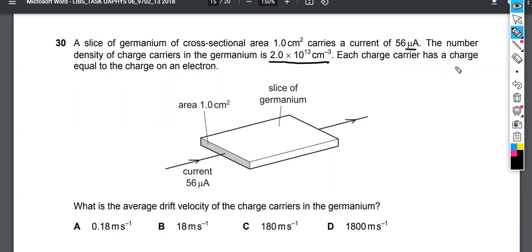It says each charge carrier has a charge equal to the charge on an electron. And I know that electrons have a charge of 1.6 by 10 to the negative 19 coulombs. That's a value you should have recorded and probably committed to memory by now. That's the charge on an electron. It's a really important number. You're lucky enough to live in a time when we know this. We've quantified charge and we know its value.